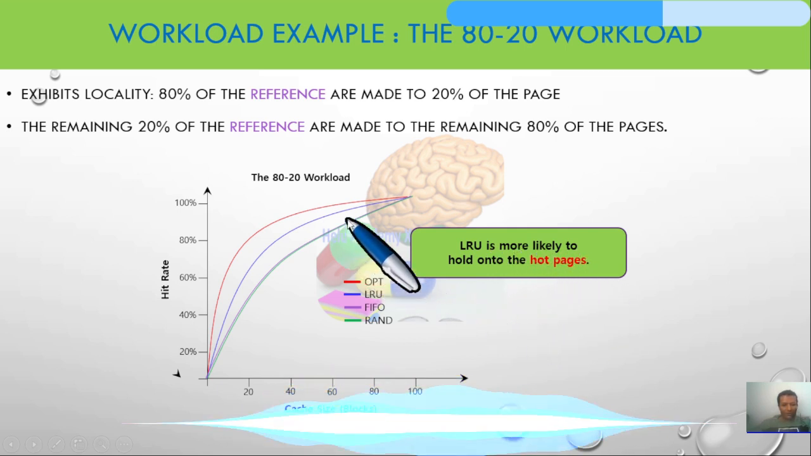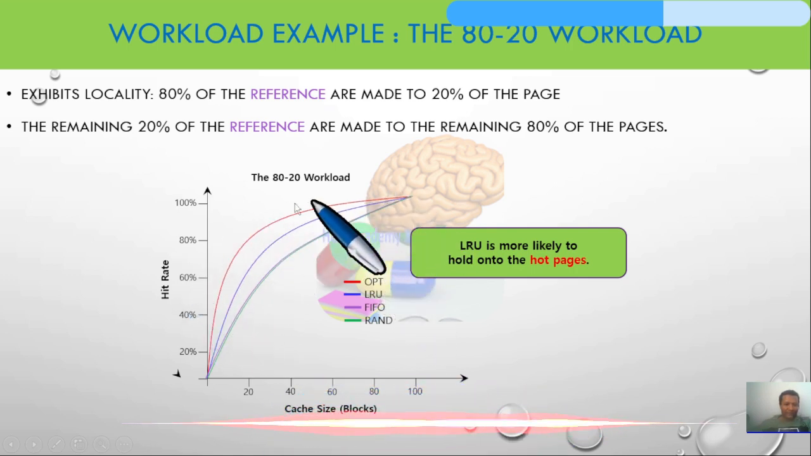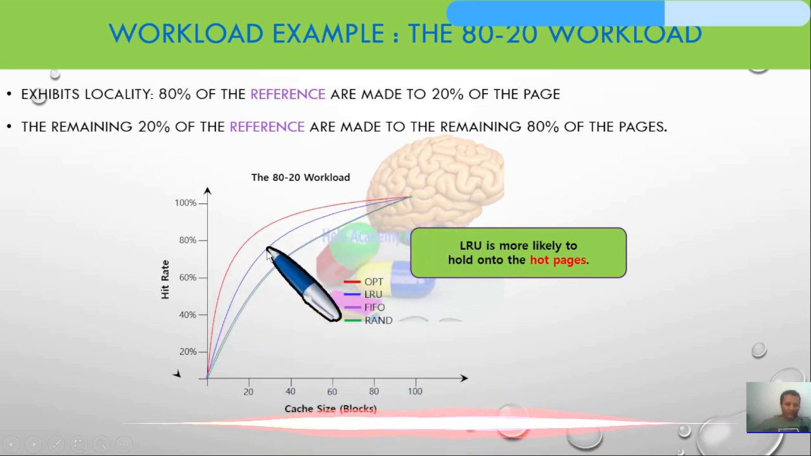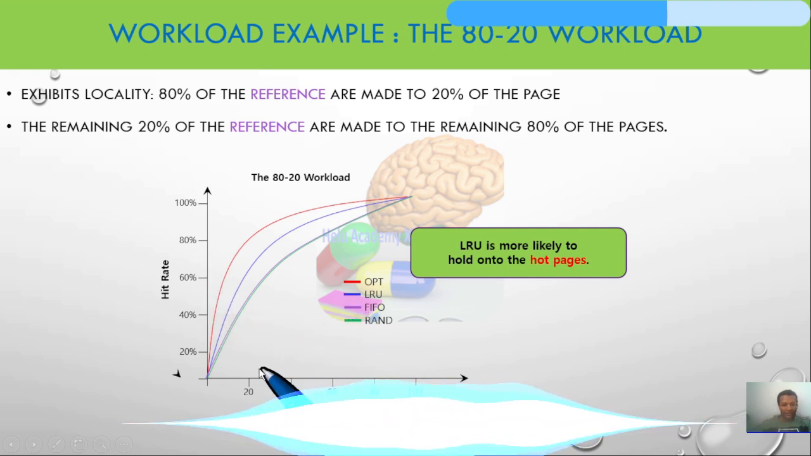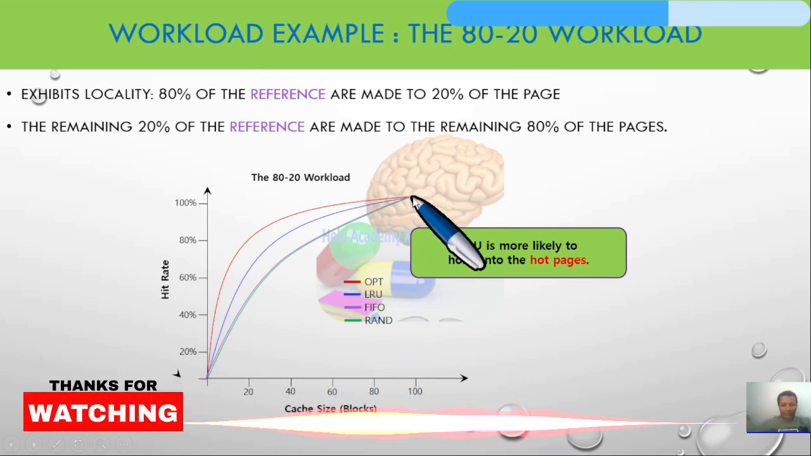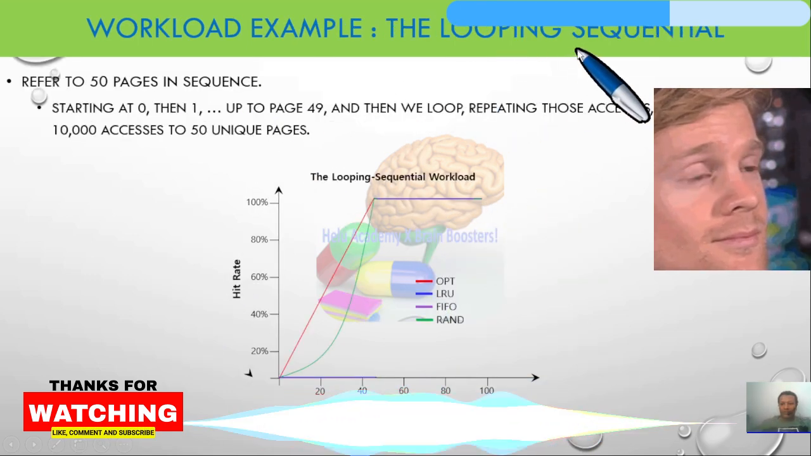As you can see, the optimal gives the hit rate; the optimal is like the standard. Then the least recently used is here, and FIFO and random are here. This shows hit rate against cache size. The bigger the cache size, it doesn't matter which one you use, because it will be the same for all of them. Then the looping sequential.